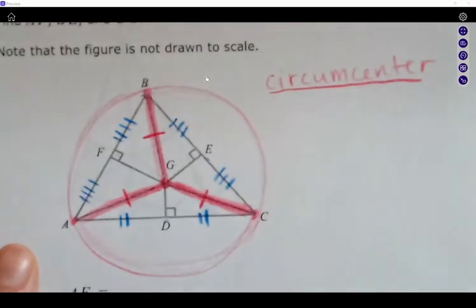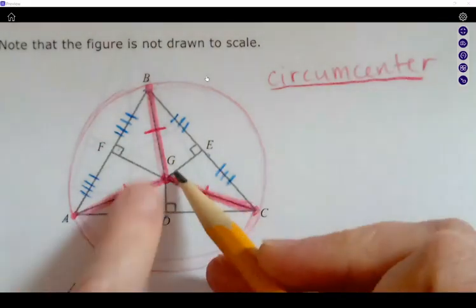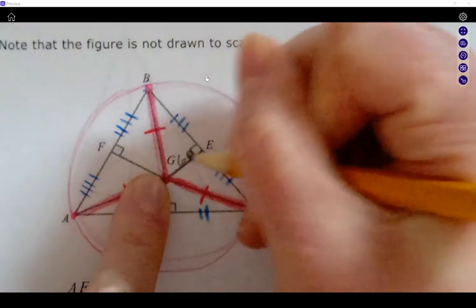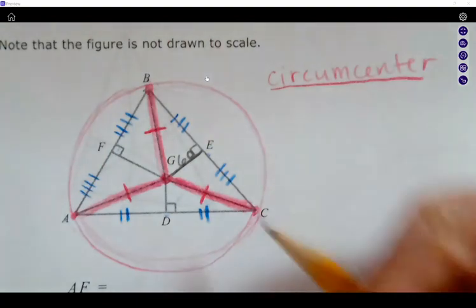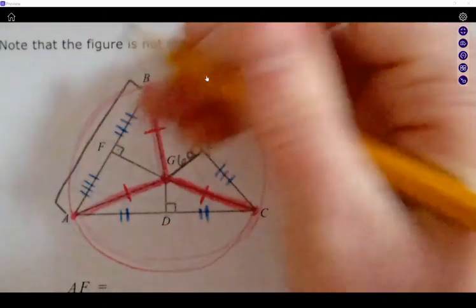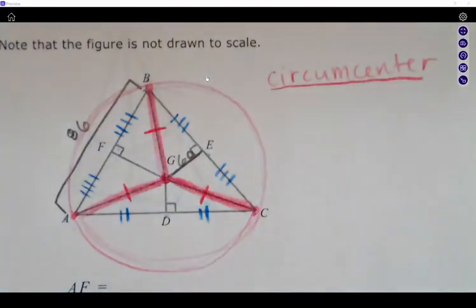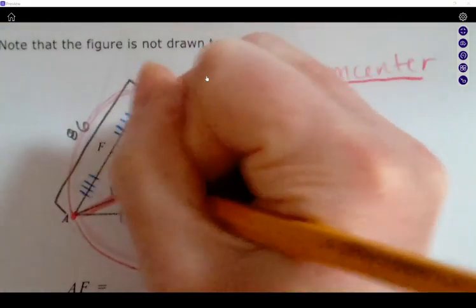It tells us that EG is equal to 60. So I need to go ahead and label that. So EG is this little measure here, and it is equal to 60. It also says that AB equals 86. Now AB is an entire side of my triangle. So I'm going to go ahead and use a bracket to indicate that I have that entire side. And last but not least, it says AG equals 100. So AG, that is this radius value, and it's 100.